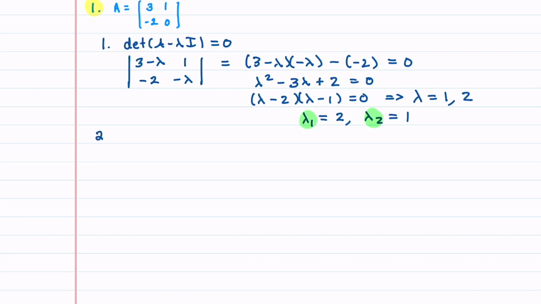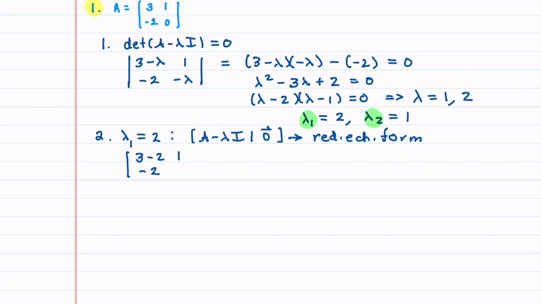Now we have to go to step 2, and for each eigenvalue, we have to find a corresponding eigenvector. We'll start with lambda 1 equal to 2, and we're going to take A minus lambda I, augment it with 0, and reduce it all the way to reduced echelon form. Here we go. We're going to take our matrix A, subtract 2 off the diagonal, and augment it with 0. This is equal to 1, 1, minus 2, and minus 2. You can see that our second row is a repeat of the first row, so that row is going to go to 0. And our matrix in reduced echelon form looks like this.